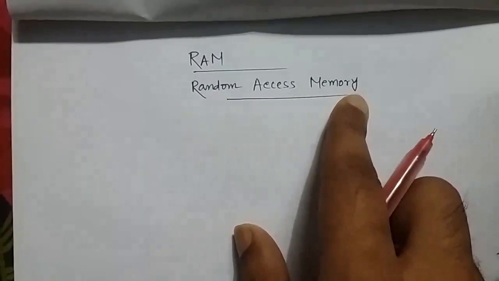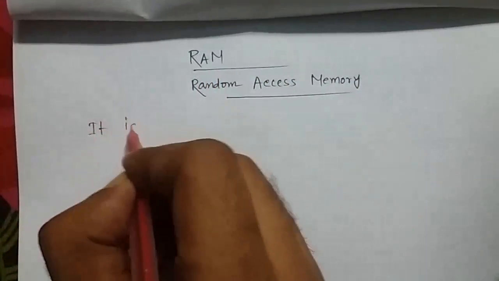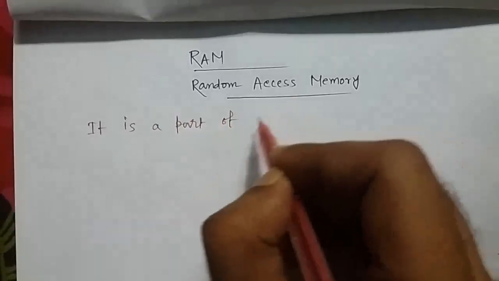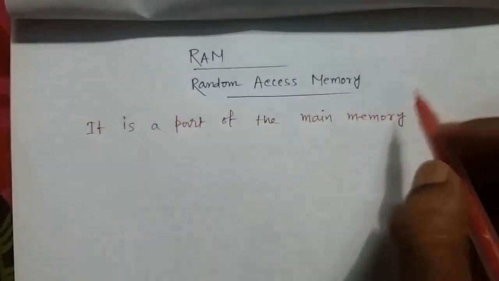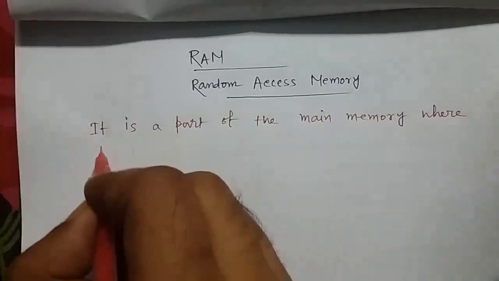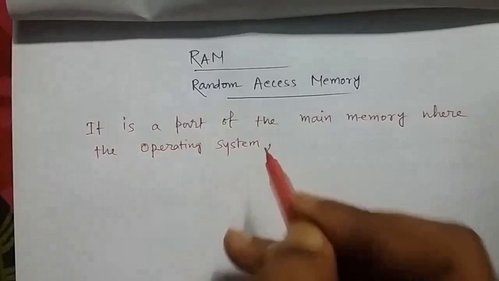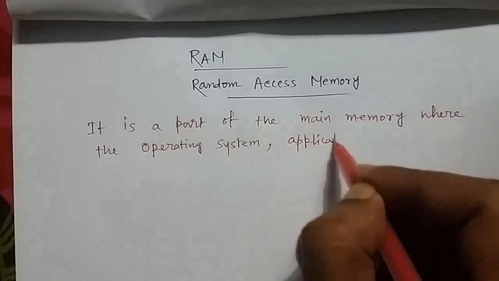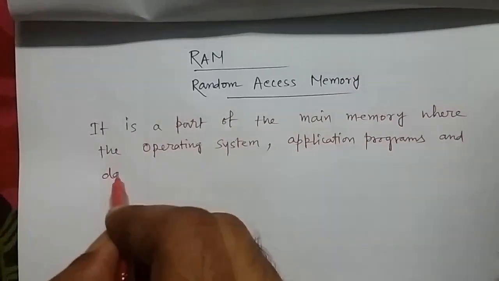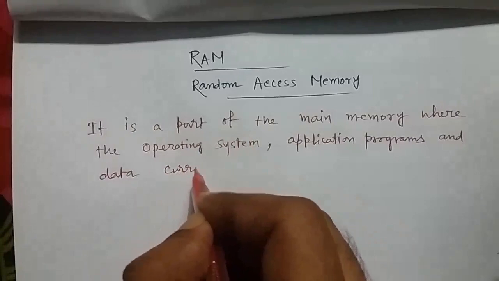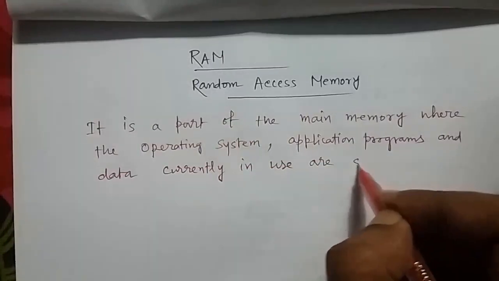RAM, that is random access memory. Now this random access memory can be defined as, it is a part of the main memory where the operating system, application programs, and data currently in use are stored. Okay.